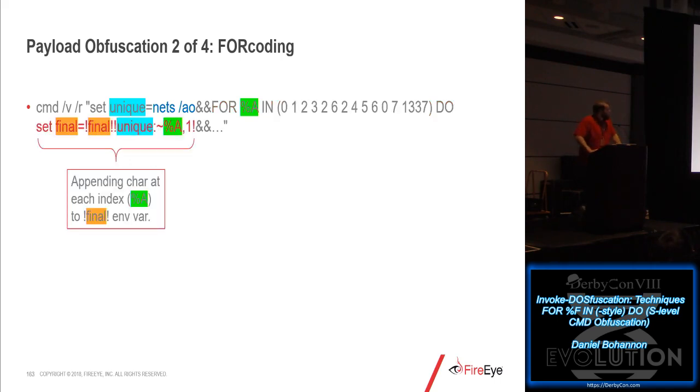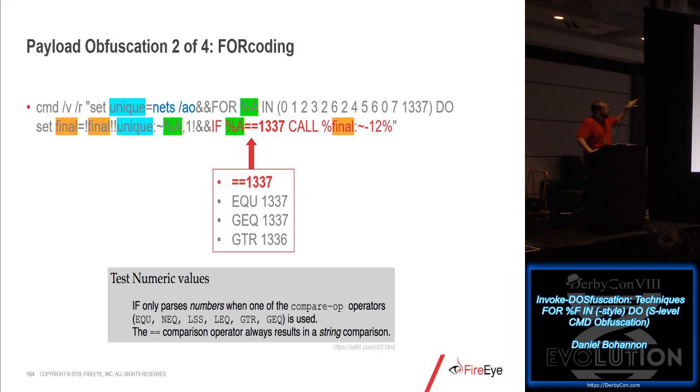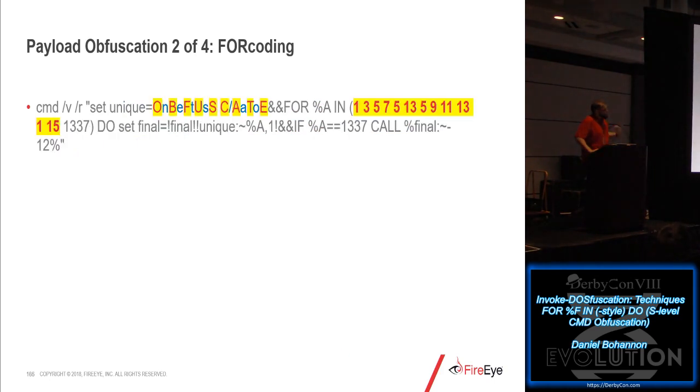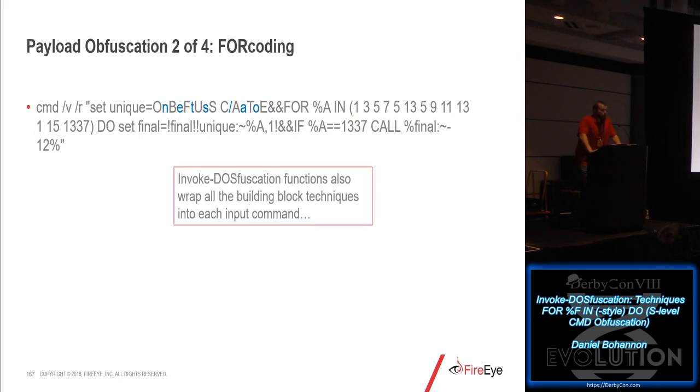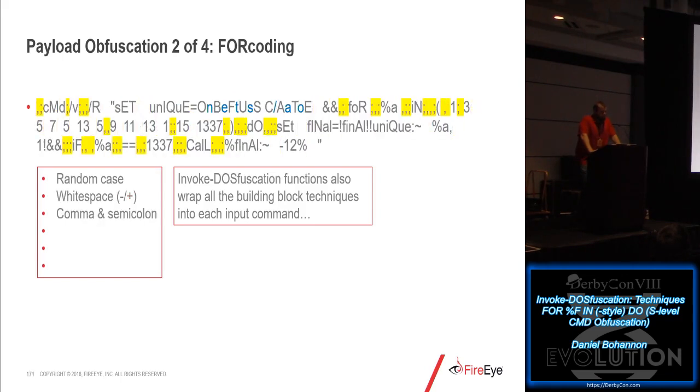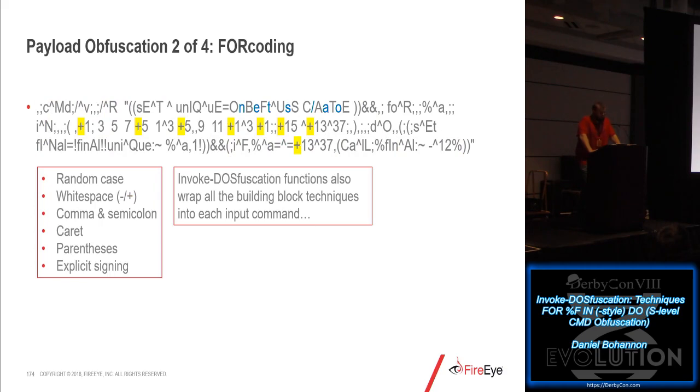Then for each iteration of the for loop, we're going to take that index and say, let me take the substring of the unique variable, take that character out and append it to this new one called final. And so in memory, for each iteration, we basically append the character. And then at the end, we say, hey, if you're the delimiter, then just stop and call the final result, which we see right here. And so when we run that, we'll see a standard output, all the different lines, and then it finally runs the result for us. To make it harder, we can also add garbage characters inside and then update the indexes. And then, as with everything in Invoke-DOSfuscation, you can also optionally add all the other building blocks: the randomized case, removal of white space, addition of white space, commas and semicolons, carets, parentheses, explicit signing, and that will still produce the same result for you.